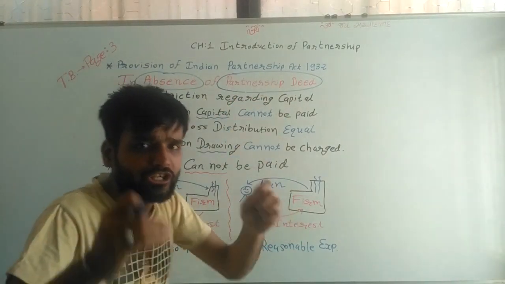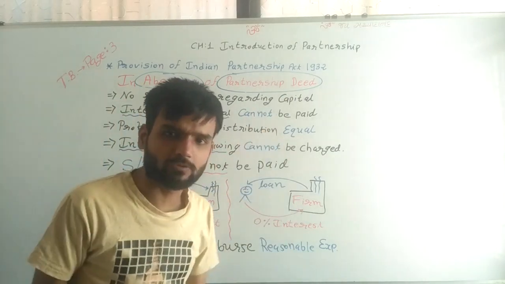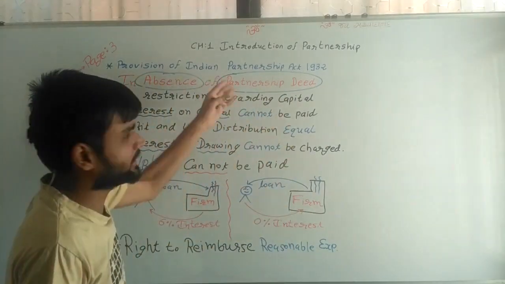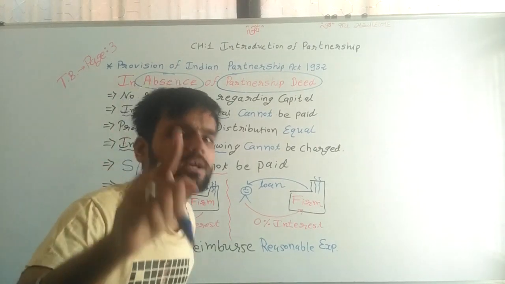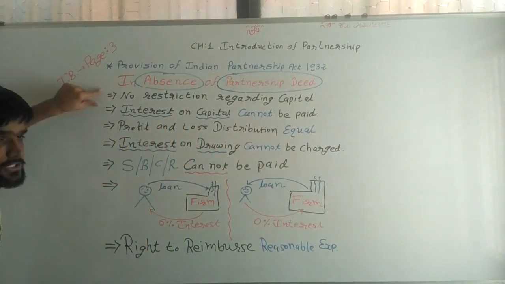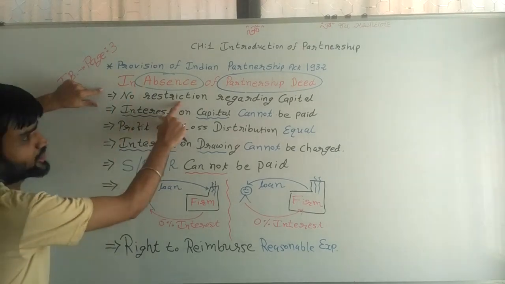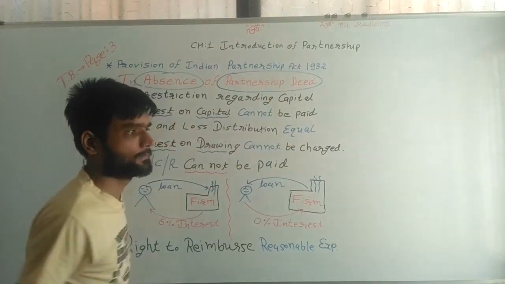Now, in detail, the main points which are covered by this Act, the main things. Which are the main things? First, no restriction regarding capital.